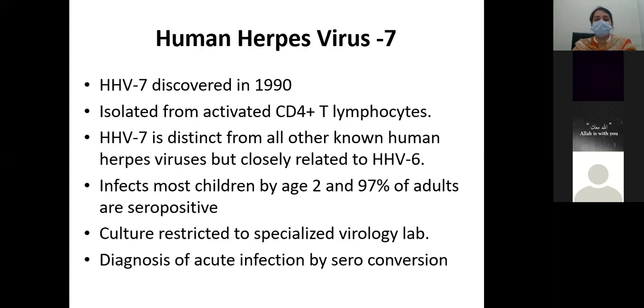Next is human herpes virus 7. It was discovered in 1990 and isolated from activated CD4 T lymphocytes. It is distinct from all other known human herpes viruses, but closely related to human herpes virus 6. It infects most children by the age of 2 years, and 97% of adults are seropositive. Culture is restricted to specialized virology labs, and diagnosis of acute infection is done by seroconversion.